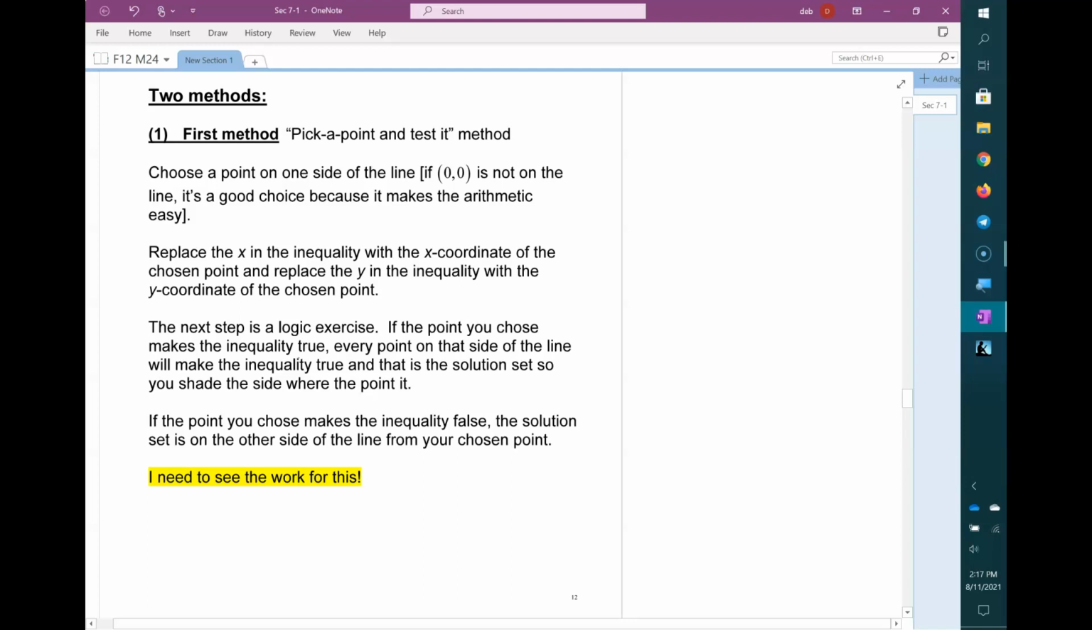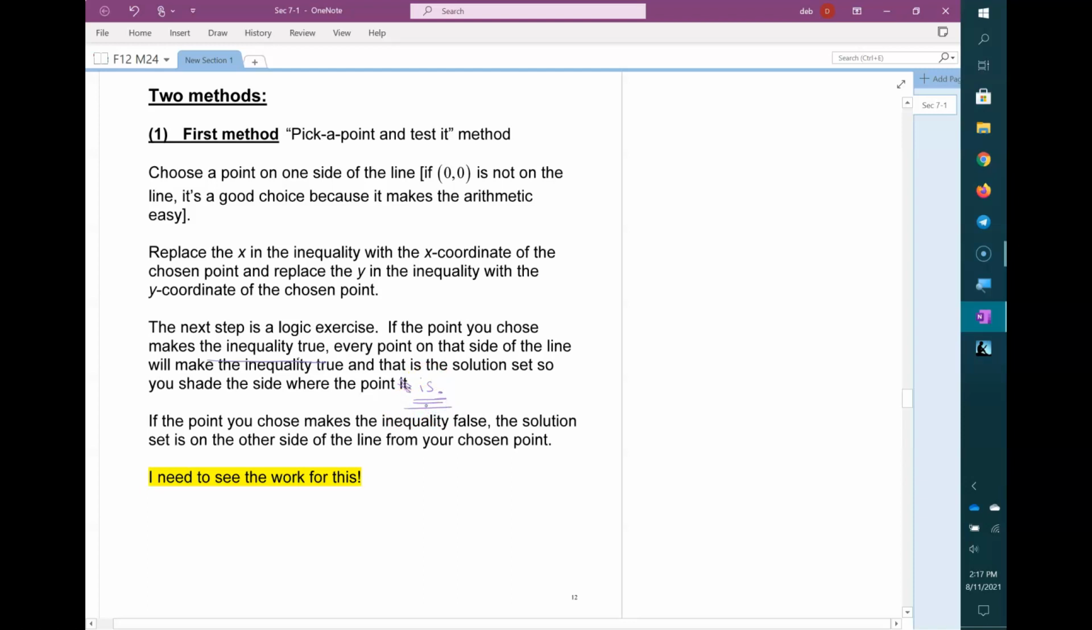Replace the x in the inequality with the x coordinate of your point and replace the y with the y coordinate. The next step is a logic exercise. If the point you chose makes the inequality true, every point on that side of the line will make the inequality true, and for the solution set, you shade the side where your point is.